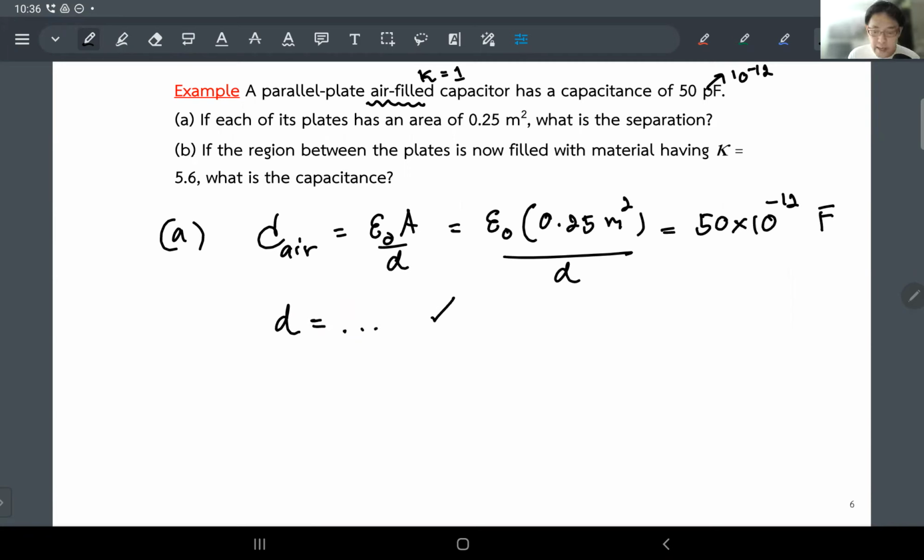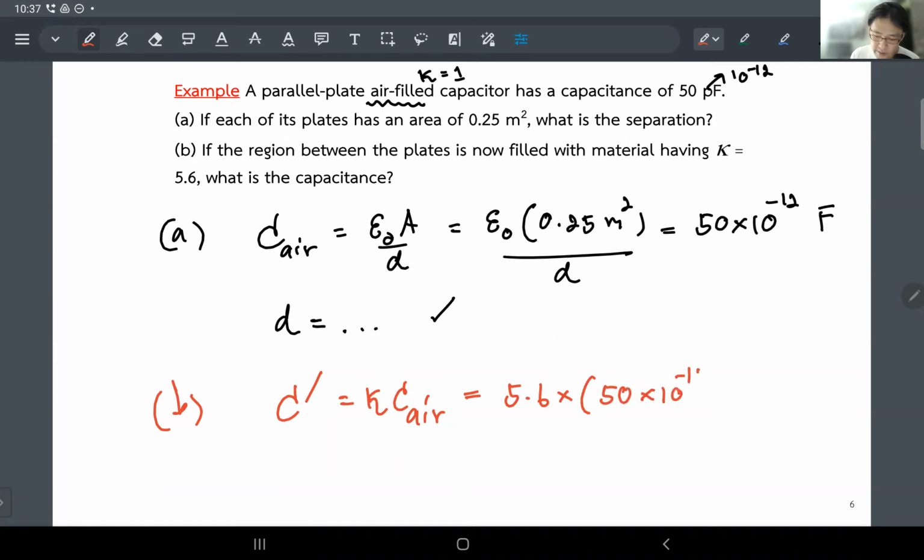Now, part B: if the region between the plates is now filled with a material having dielectric constant kappa 5.6, what is the capacitance? So part B is going to be simple. Let me call it C prime, the new value. It's just going to be kappa times the C with air in between. So my answer will be 5.6 times 50 picofarad. And I'm done. That's it, guys. Is that too easy?